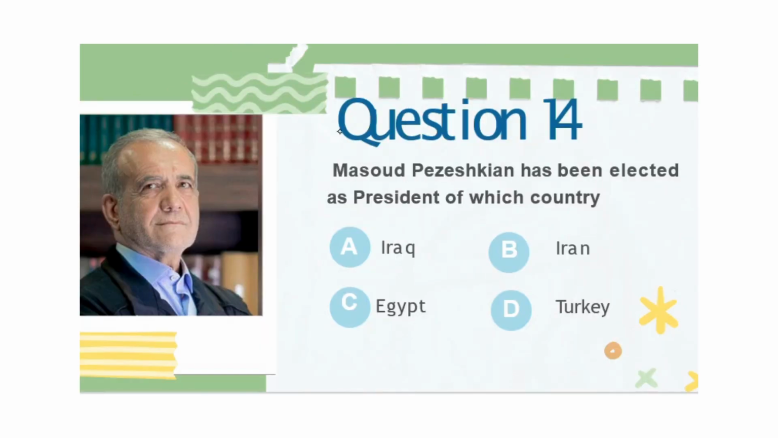Question number 14 is, Masood Pezeshkian has been elected as president of which country? Options are A is Iraq, B is Iran, C is Egypt, and D is Turkey. And the correct answer here is option B, that is Iran. So Masood Pezeshkian has been elected as the president of Iran.